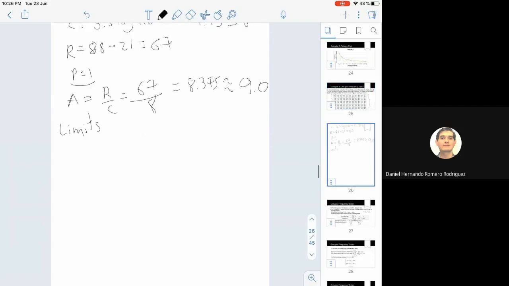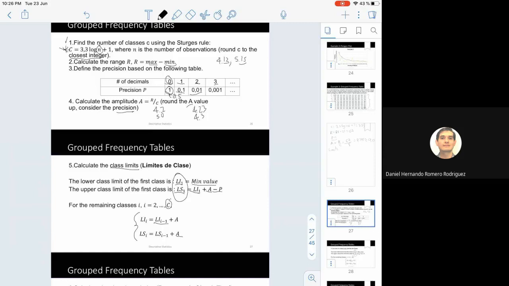Once we have the amplitude, now we proceed to find the limits, and after that the boundaries. Let me show you the equations real quick. For the first class limits, for the lower one, we have the minimum value. For the upper one, it is just the lower limit plus the amplitude minus the precision. So let's do that. Lower limit is 21, that's the minimum value.